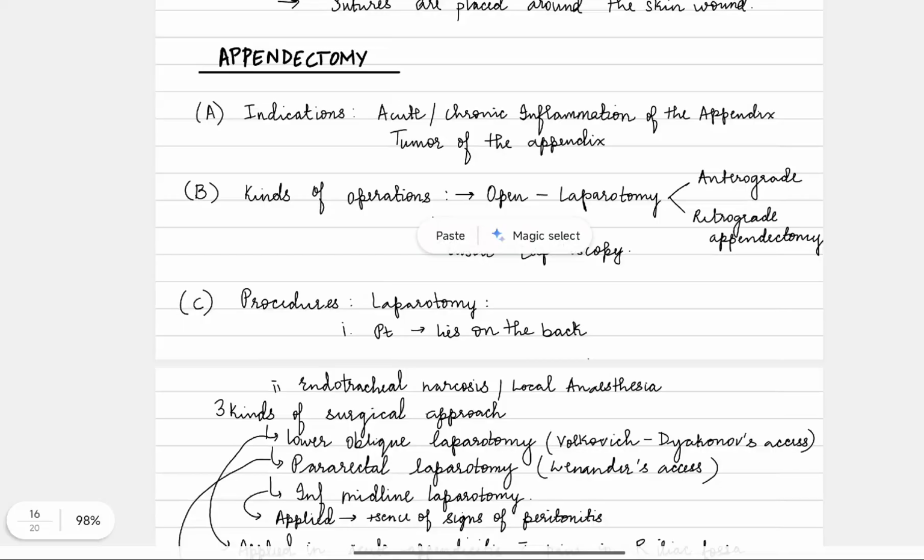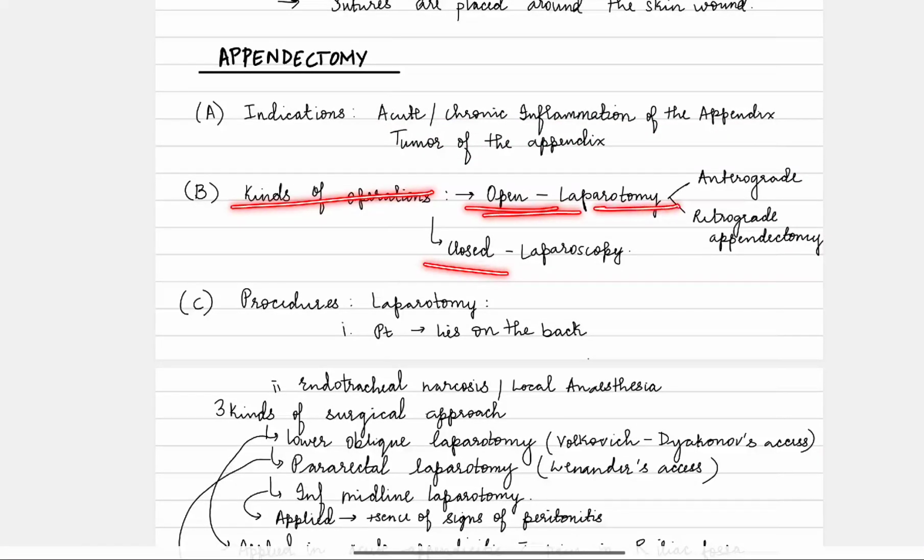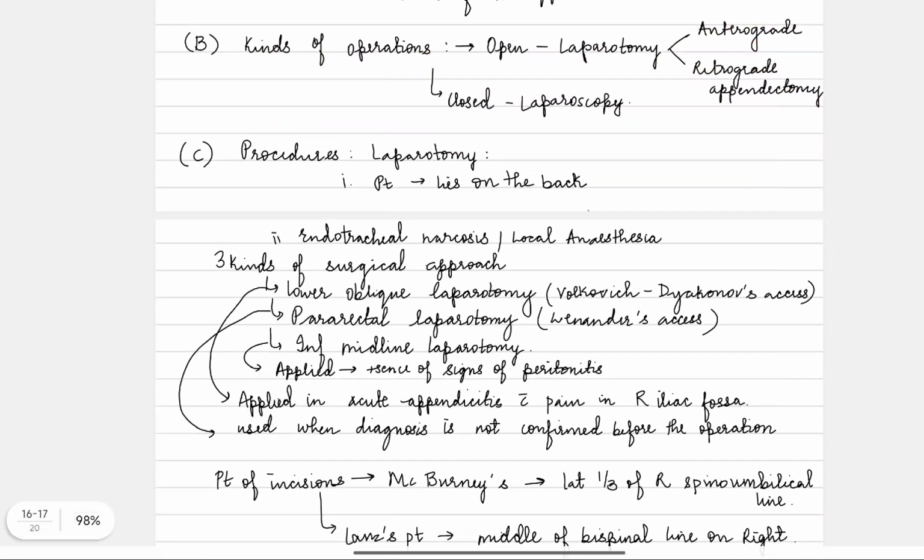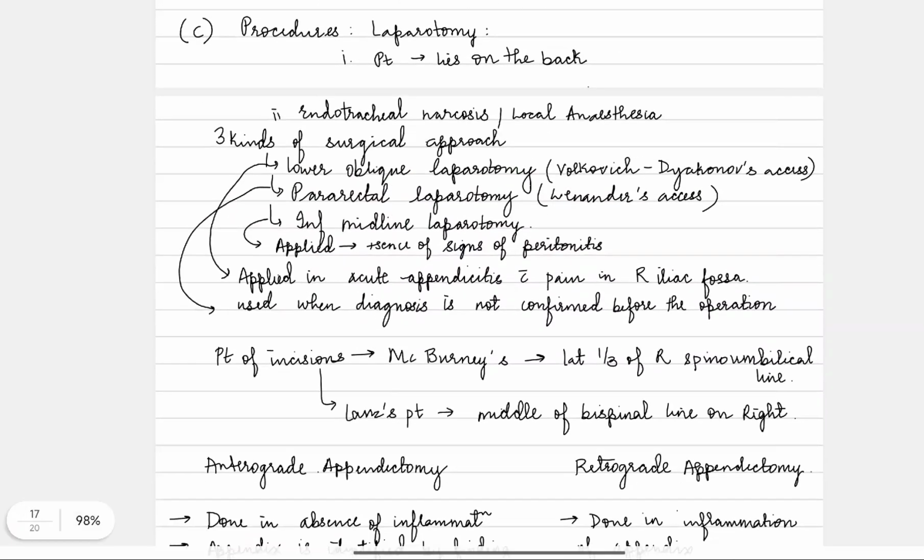Next is appendectomy. Indication is acute or chronic inflammation of the appendix, tumor of the appendix. Kinds of operations are open and closed. Open is laparotomy, anterograde, retrograde. Closed is laparoscopy. For laparotomy, the patient lies on the back, endotracheal narcosis or local anesthesia is given. There are 3 kinds of surgical approaches.